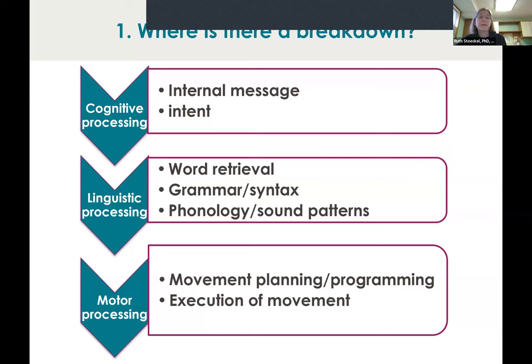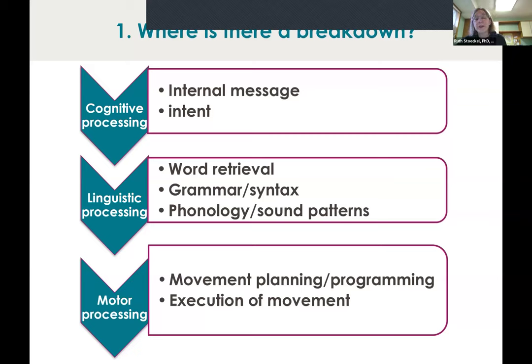So then as we get to a linguistic level, a language level, we're thinking about, can that child pull up words from their vocabulary in some way through gesture, again, gestures, pictures, devices, or words, and can they put them together to form a simple sentence? And they need to have those sound patterns in their repertoire or some way of expressing those words in a way that people can understand intelligibly.